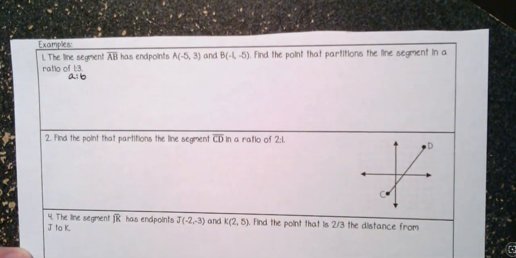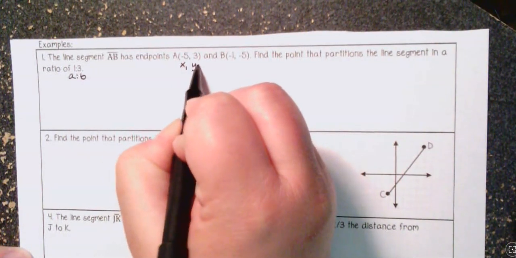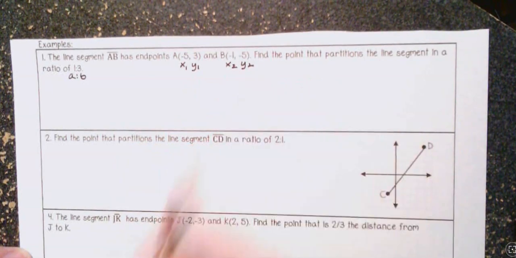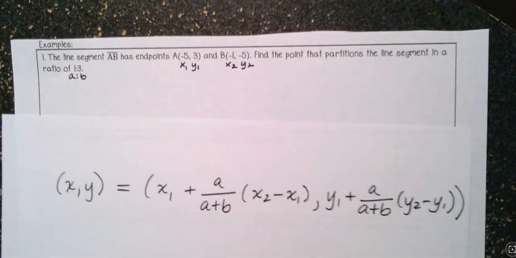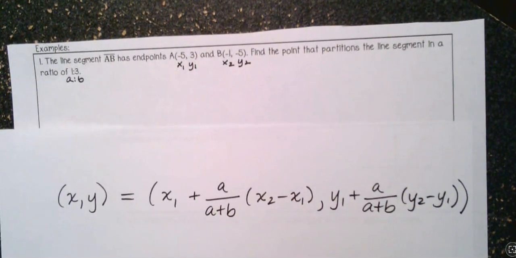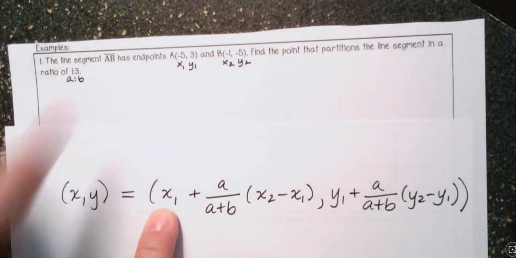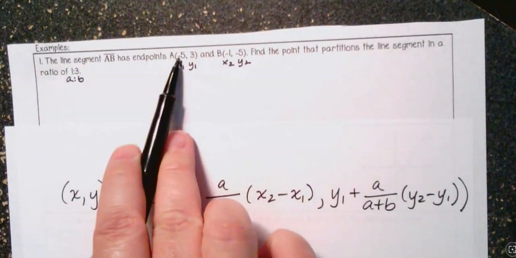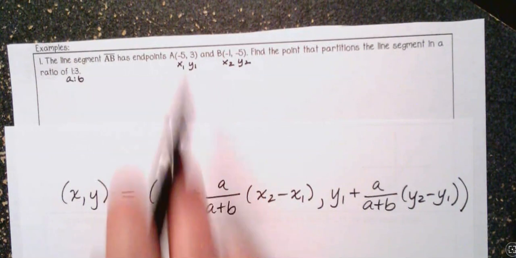Okay. Here is my X1, Y1. Here is my X2, Y2. So I'm going to use the formula. And the formula says the same thing for X and for Y. It says if you want your new X, you're going to take the starting X, which is -5, and you're going to add some fraction of the total distance between the X's. And that's -1 minus a -5.